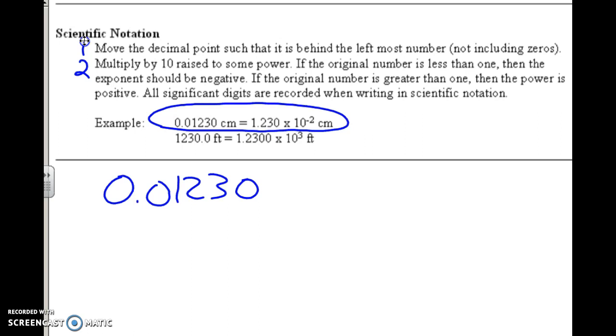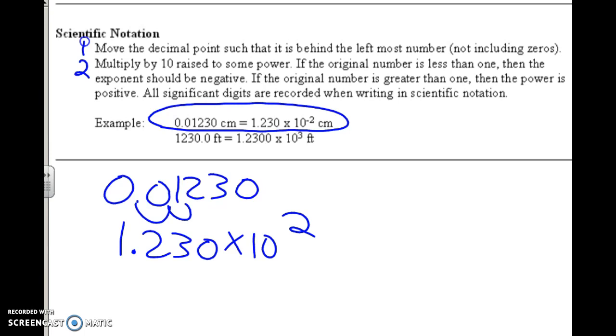0.01230. So my first step is to move the decimal point behind the first non-zero number: 1.230. My second step says you write times 10, and now you have to look at the power. How many spots did I have to move that decimal point? I had to move it 1 spot, 2 spots, so that's where this 2 comes from. And then finally I look at the number that I started with, and it is a number that is smaller than 1, so I put a negative sign there.